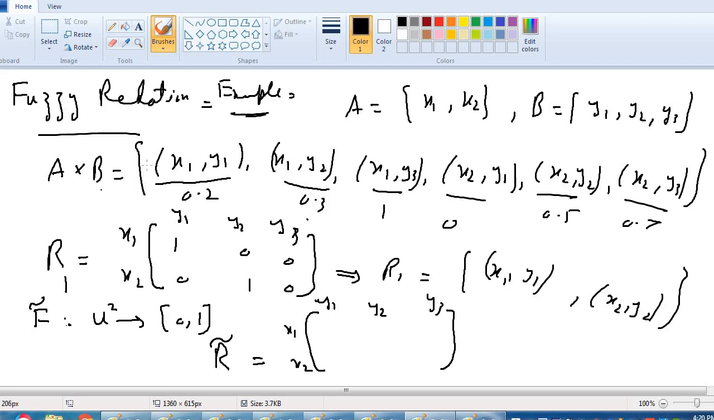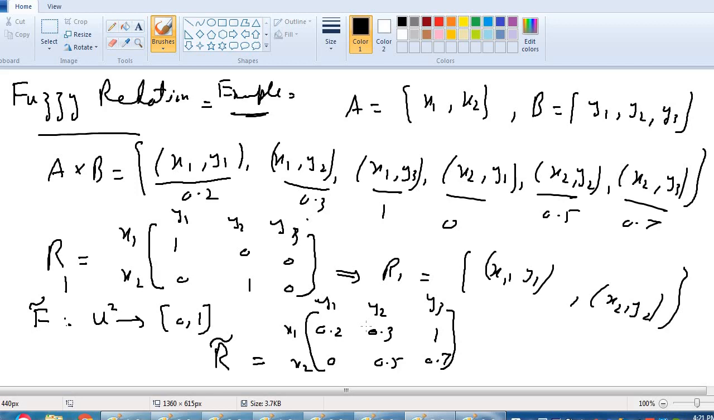So if we are writing this fuzzy relation from A cross B, we can write it in this way: x1 y1 has 0.2 as membership value, x1 y2 has 0.3, and x1 y3 has 1, then x2 y1 has 0, and x2 y2 and x2 y3 have corresponding values 0.5 and 0.7. So this fuzzy matrix shows the relation between set A and set B. This simple matrix is showing the A cross B, all the ordered pairs are in this matrix.